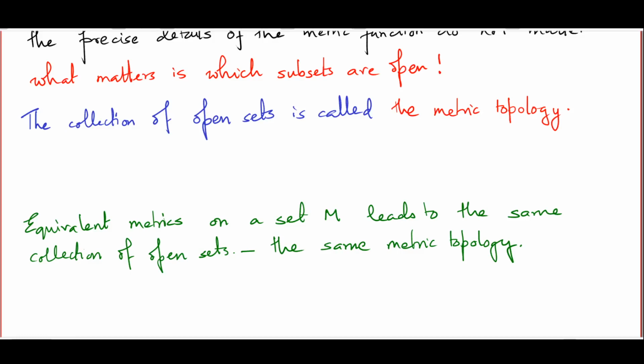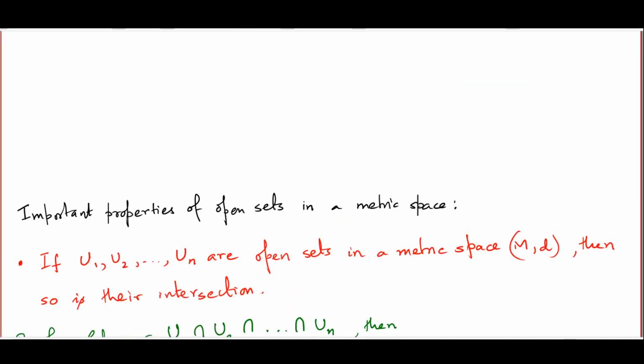So if you recall the definition of a topological space that we had stated in our very first lecture, it should be very easy for you to recognize why we need to prove the next couple of results. The first result that we will prove involves the intersection of open sets in metric spaces. The theorem is the following. If u1, u2 up to un are open sets in a metric space (M, d), then so is their intersection.